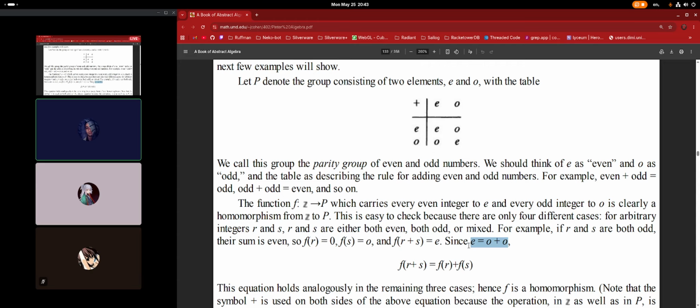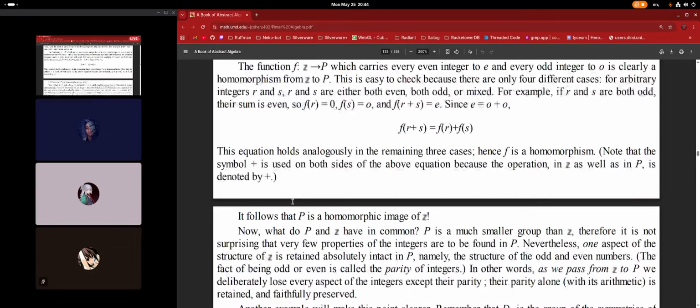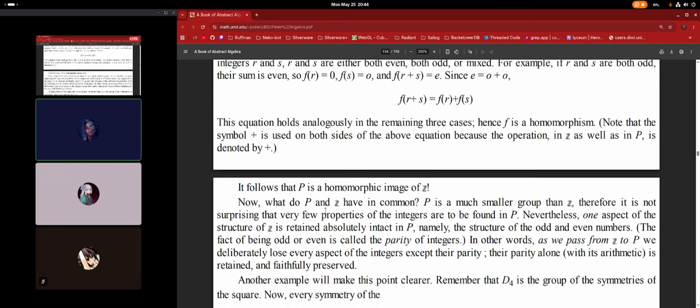So this is the beginning. This is what happens in G. And this is what happens in P. Well, not G, integers. And then this is what happens in P. Then this is true, which means that f is a homomorphism. Yeah, so you can do the same for the other cases. That's fine. It follows that P is a homomorphic image of integers.